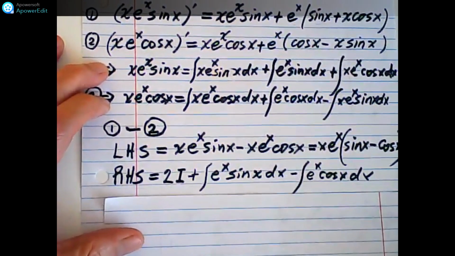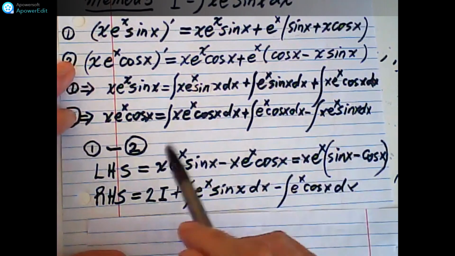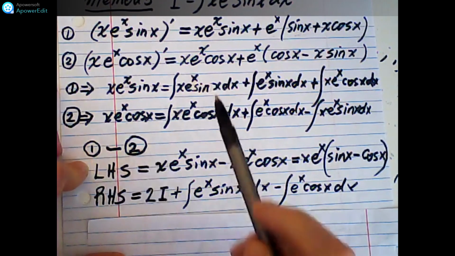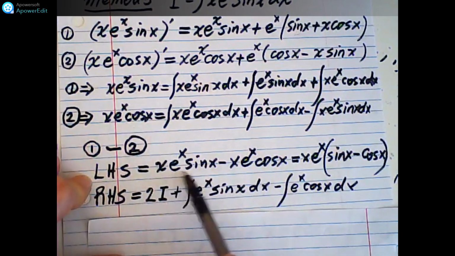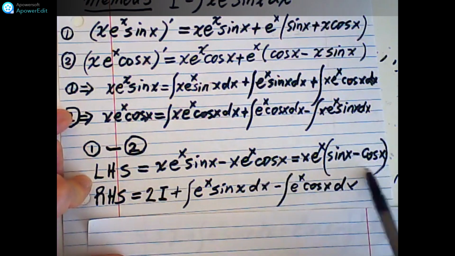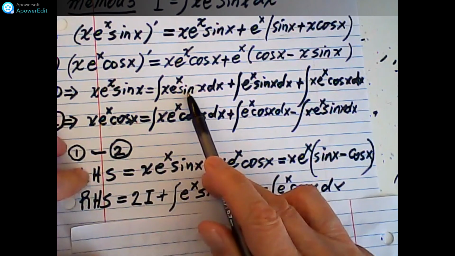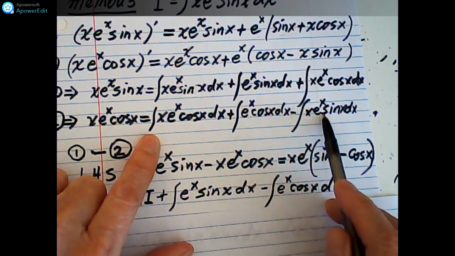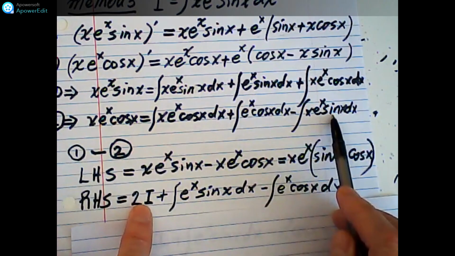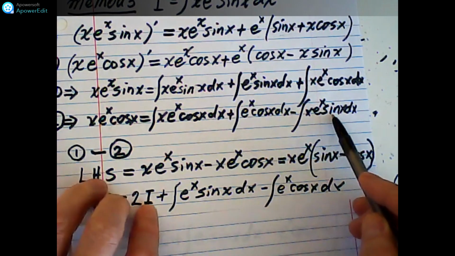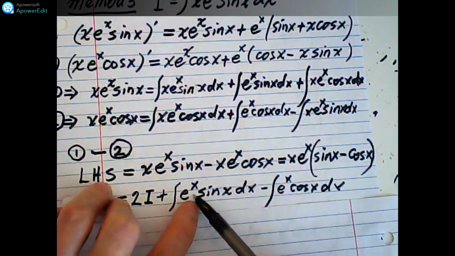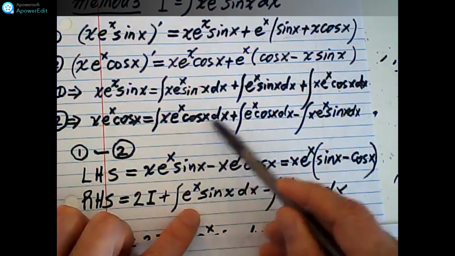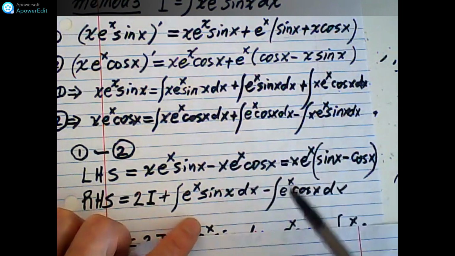Well, should I repeat that one again? We subtract 1 by 2. Then this one minus that one. The left-hand side is this minus this. After simplifying, you get this one. The right-hand side, this one is I. This one is also I. So after the subtraction it becomes 2I. And this is this. And this one minus that one cancelled out. Left over this negative, okay?